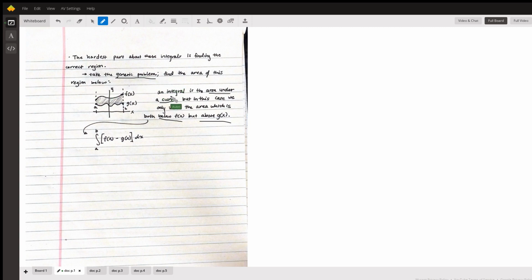So to take a really generic problem, to find the area of this region below, you're going to have to take into account, an integral is the area under a curve, but in this case we only want the shaded area. So that's below f of x and above g of x, and then within those limits of integration a to b. And so we're going to set that integral up just like this.